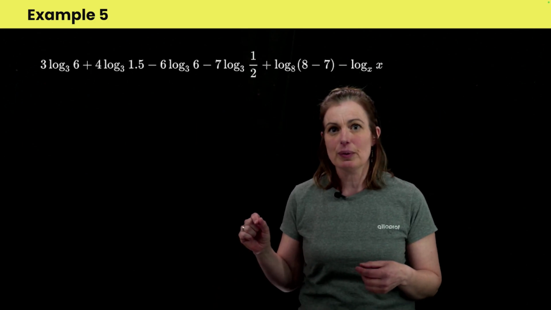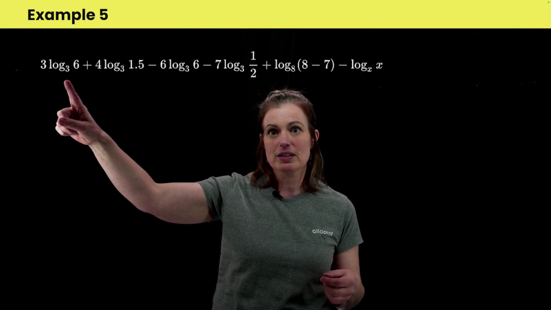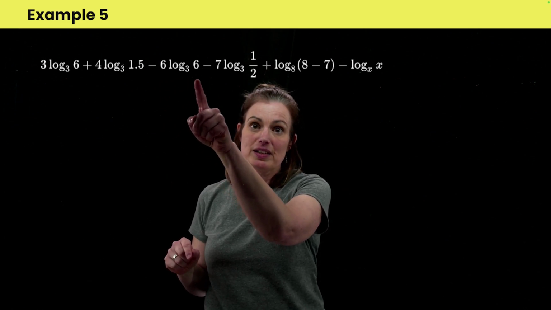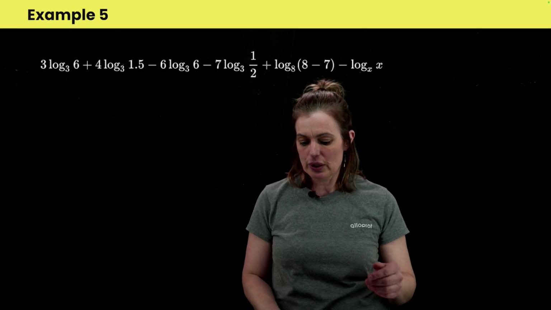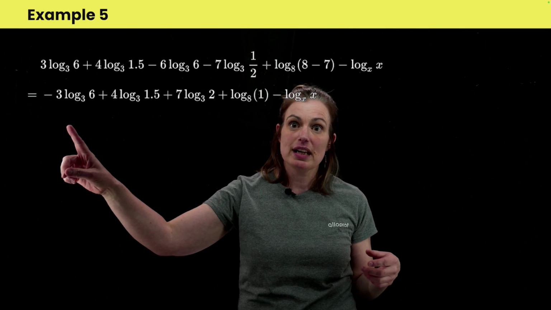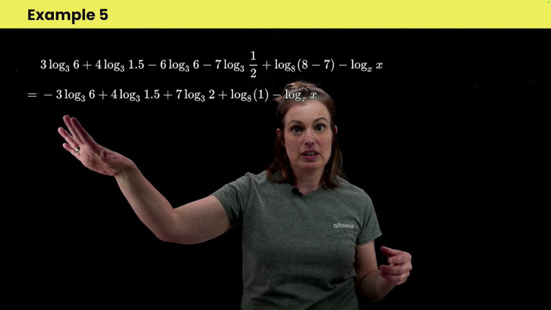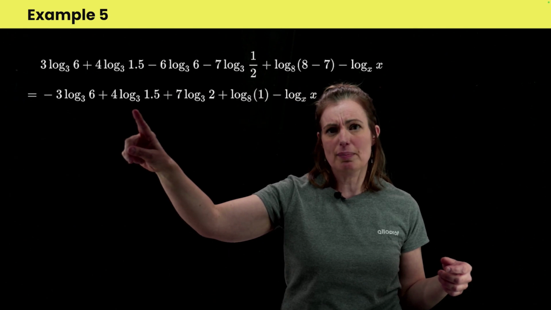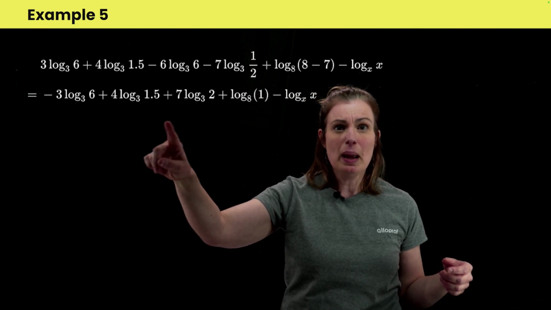And I can see already that I have 3 log base 3 of 6, and that is actually a like term with negative 6 log base 3 of 6. So I'm going to combine those two together, and that's going to give me negative 3 log base 3 of 6 that you see here. For now, I'm just going to leave the 4 log base 3 of 1.5 alone.